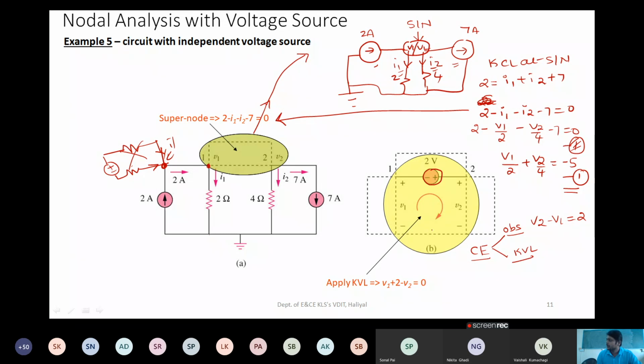If you apply KVL clockwise, what I will get is minus V1 minus 2 plus V2 equal to 0. Or if you rewrite it, you will get V1 plus 2 minus V2 equal to 0, or it will be V2 minus V1 equal to 2. So I prefer this one.